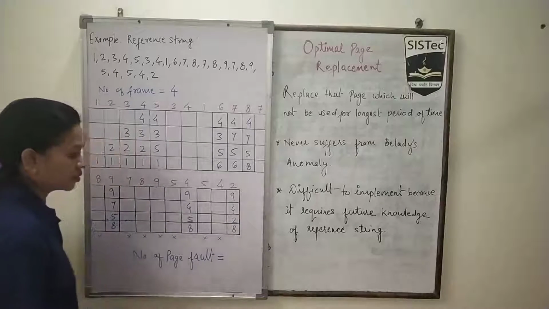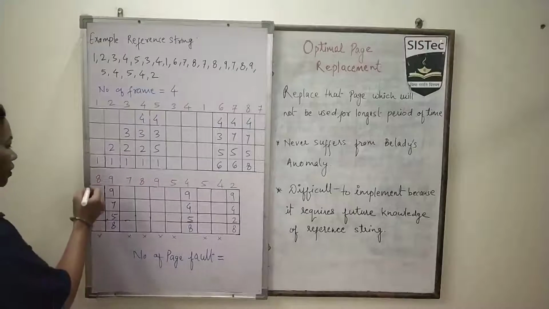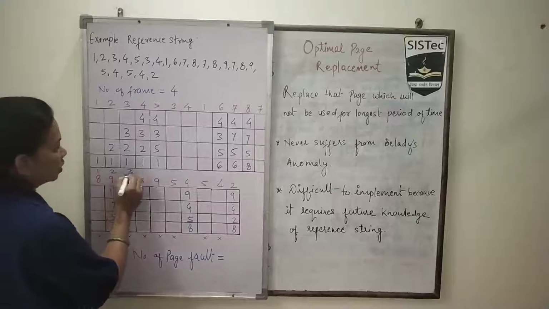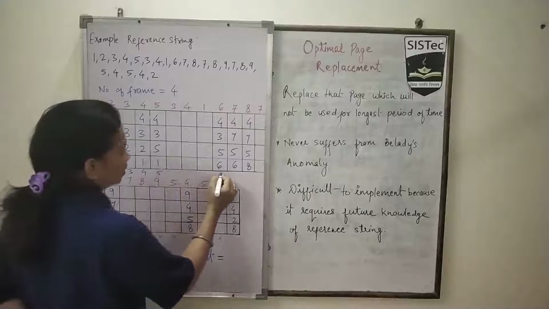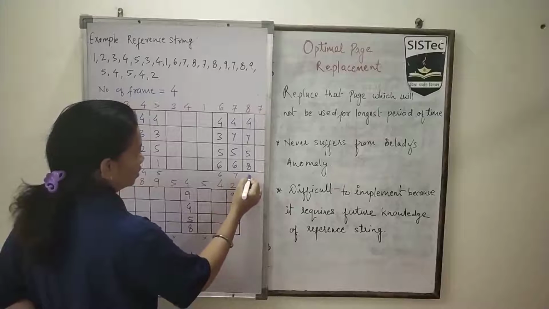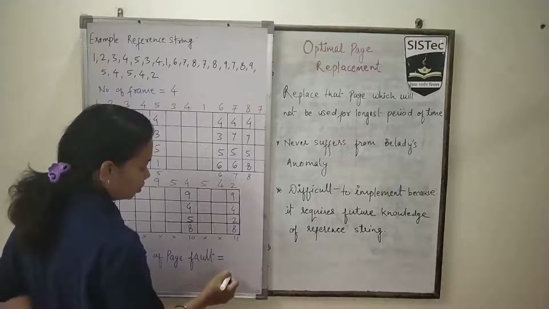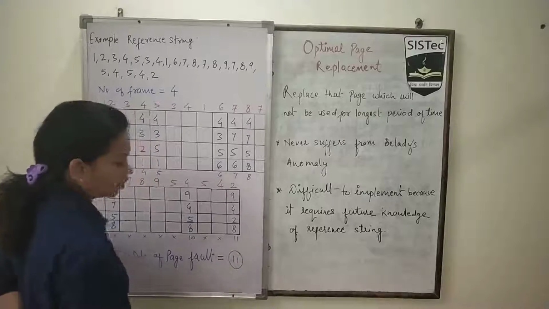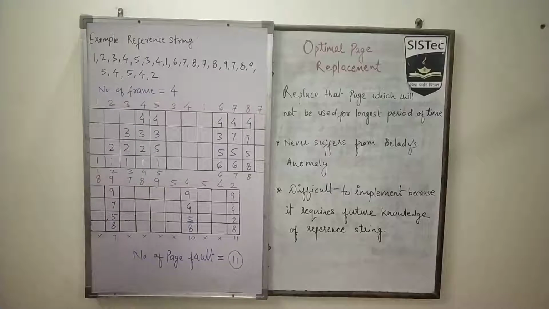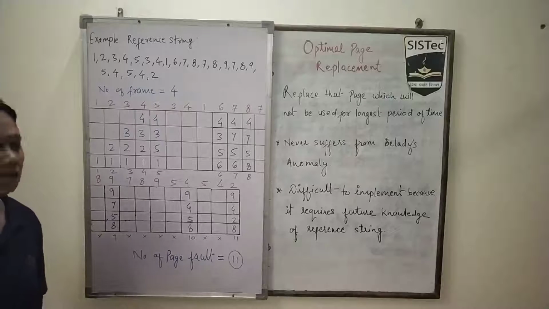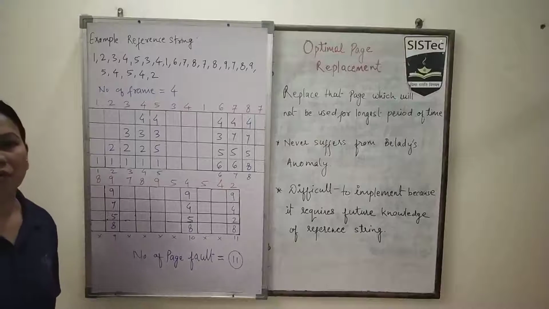So now the string ends. Now we will calculate the number of page faults, that is 1, 2, 3, 4, 5, 6, 7, 8, 9, 10 and 11. So there are 11 page faults in this particular example when the reference string is given and the number of frames is fixed.